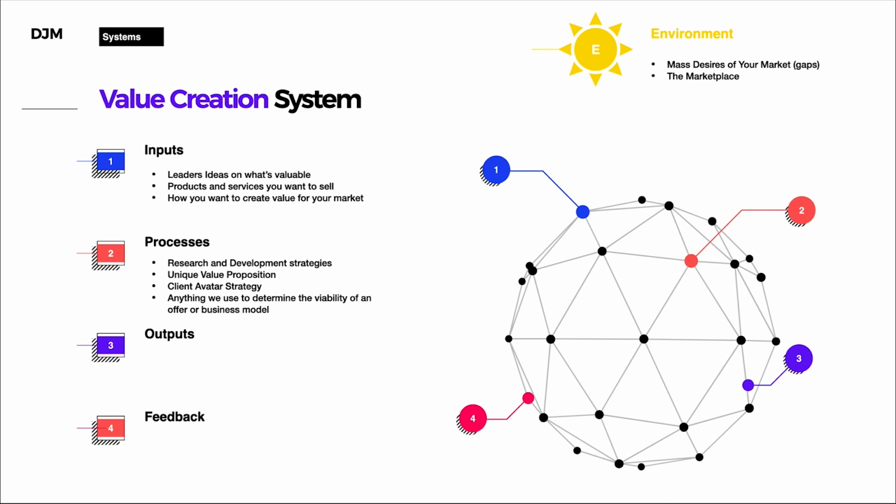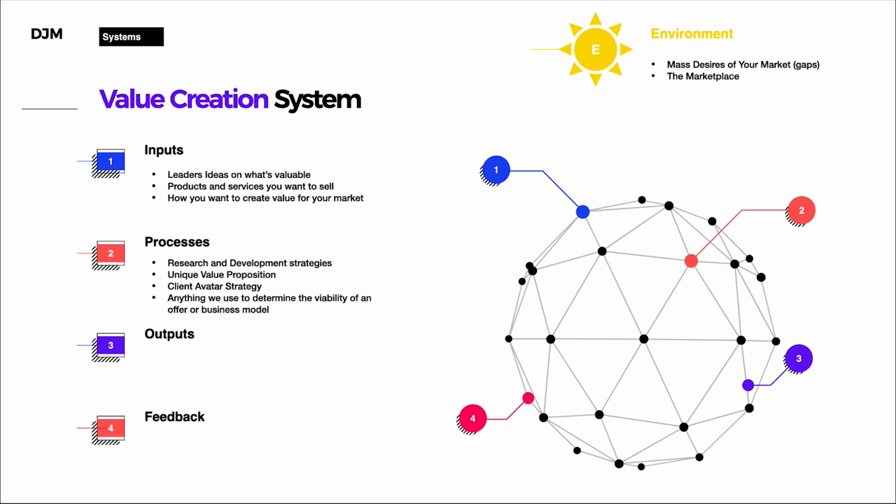Your client avatar strategy. We're going to get into this where you can choose your ideal client, and you'll be able to seriously understand the person that you're selling to, so that they're no longer elusive or not understood, but you really do understand exactly who they are. You'll be able to write a page in their diary after you're done with the client avatar strategy, which we'll get to later on. And then anything that we use to determine the viability of an offer or a business model.